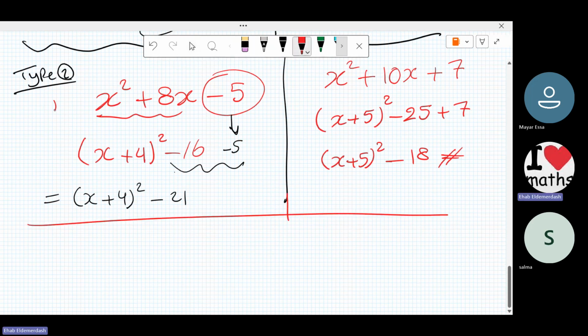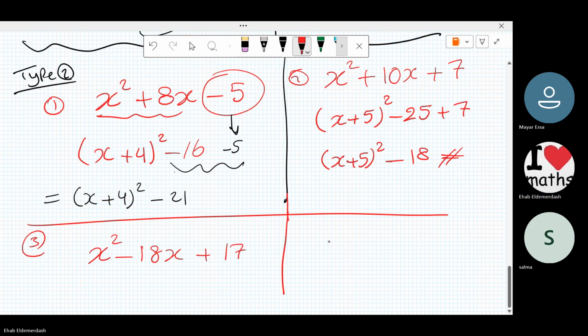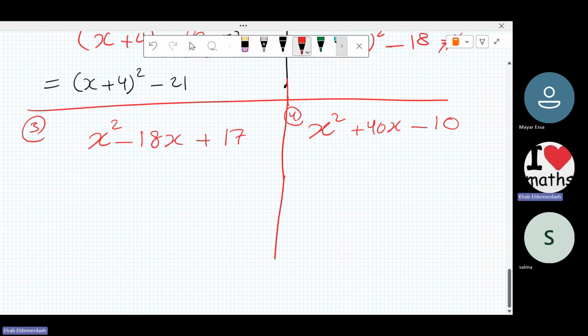يلا third one. ادي 1 2 3. يلا شباب هنا x squared minus 18x plus 17. هنا x squared رقم 4 x squared plus 40x minus 10. Yalla, please answer these two questions. This is type 2, level 2, let's say.